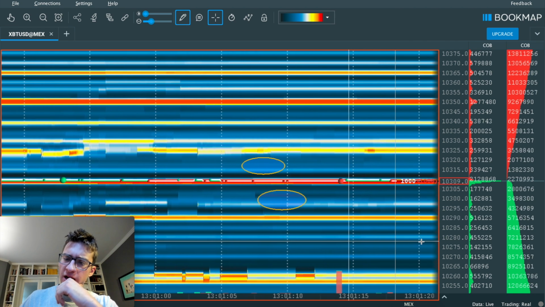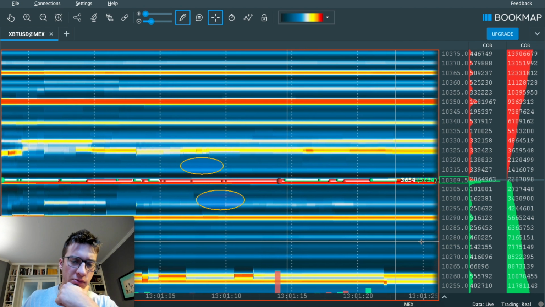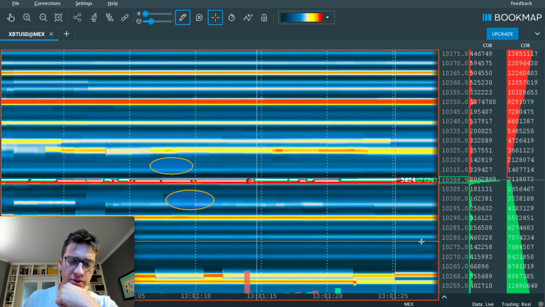This one's a bit tougher. I want you guys to chime in. I don't want to answer what's going to happen yet. I want you guys to look at this chart and tell me what you think is going to happen.